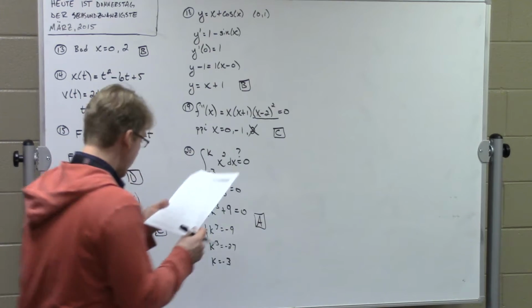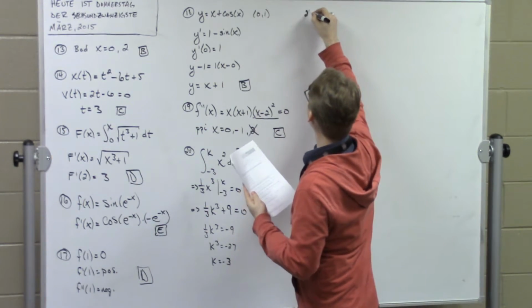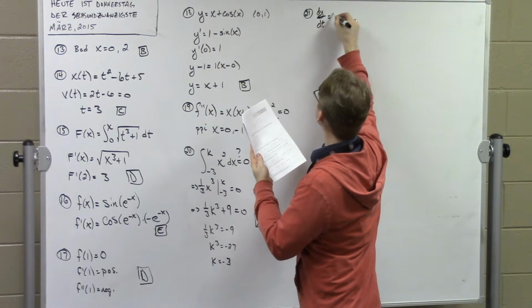Oh my word, look at this! 21 dy dt is equal to ky.